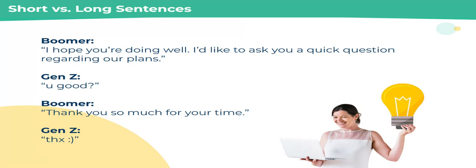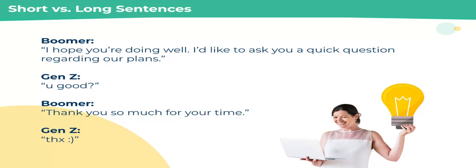So, short versus long sentences. This is an interesting way that language has evolved. So, let's have a look at these following sentences. Okay. Boomer, I hope you're doing well. I'd like to ask you a quick question regarding our plans. Okay. Generation Z might say, you good? Boomer, thank you so much for your time. Generation Z, thanks. Okay, so there's a huge contrast in natural language. Boomers use full sentences in order to communicate using classical correct grammar. However, Generation Z communicate with abbreviated words to letters and what might be considered incorrect grammar.